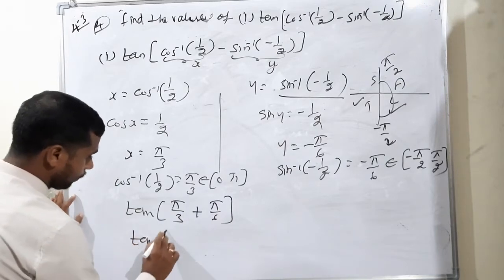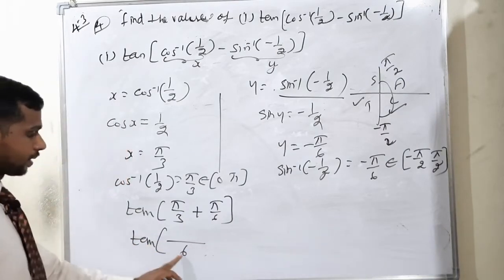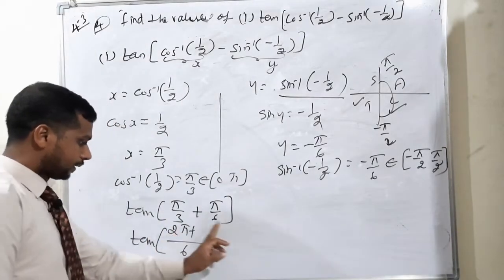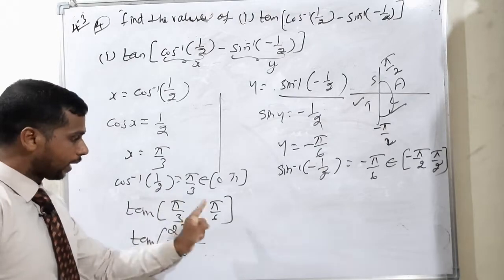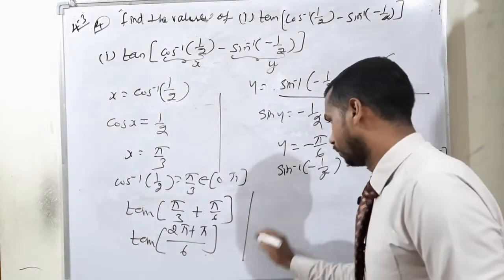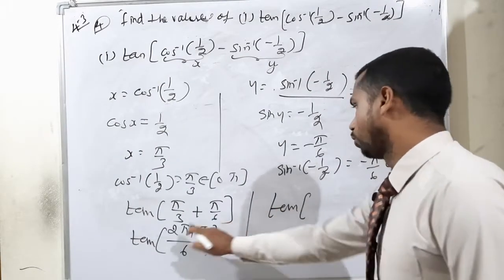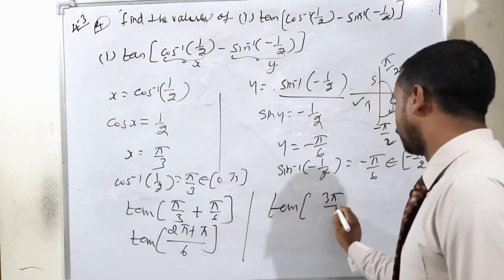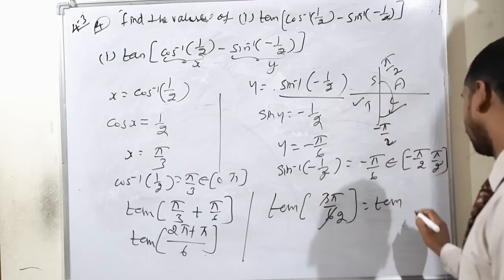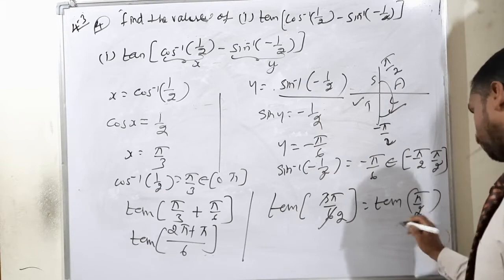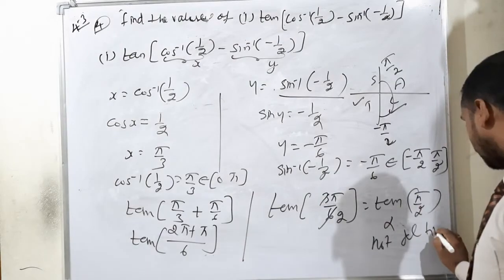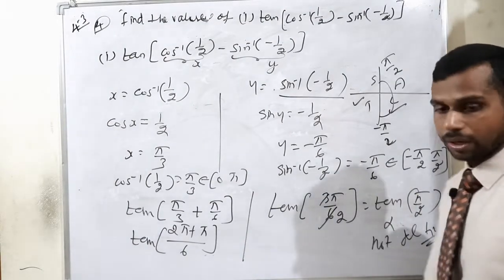Therefore, tan of, with common denominator 6: 6 divided by 3 means 2, 2 into pi means 2 pi. Next, 6 divided by 3 means only 1 time, so 1 into pi means pi. Therefore, tan of 2 pi plus pi means 3 pi by 6. 3 and 6 cancel, so it's tan pi by 2. Tan pi by 2 means the value will be infinity, that is called not defined, isn't it? What is the answer for subdivision 1? Not defined. Okay, I will continue.